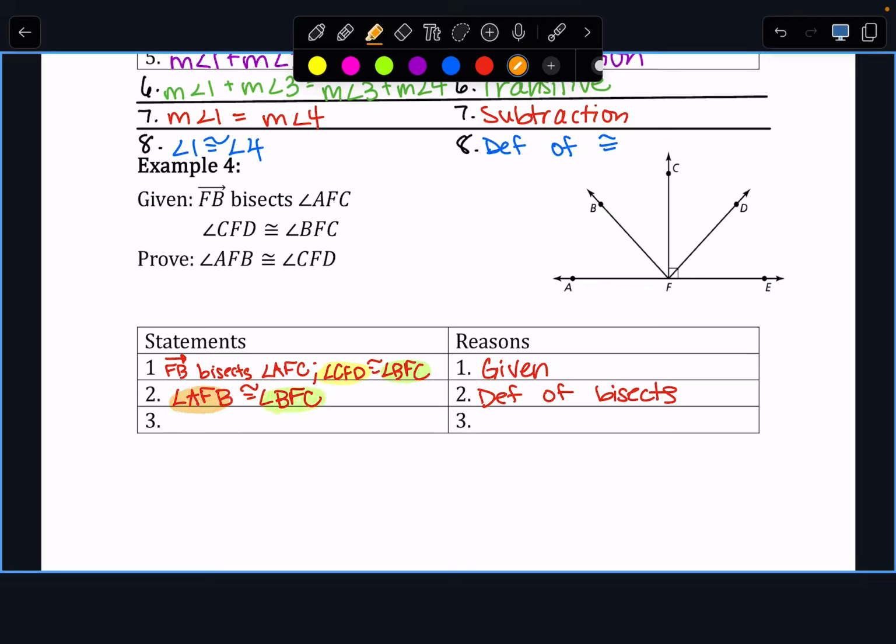Do you see how we've got some congruent angles that are kind of matching? AFB is congruent to CFD. Substitution, transitive, flexible.